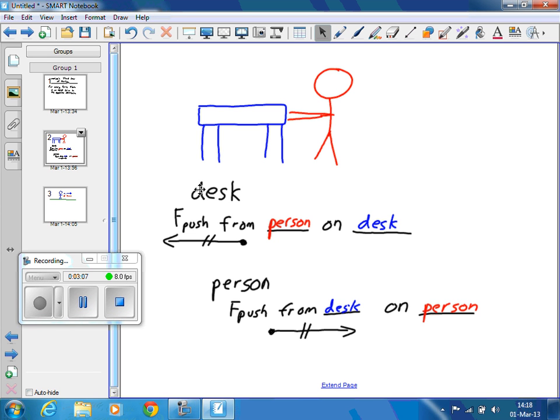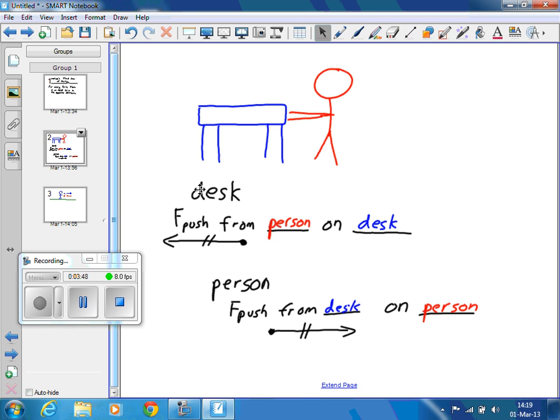A force push from the person on the desk means that there must also be a force push from the desk on the person. And if the two forces are on different objects, the objects are switched, then the two forces must necessarily, they always go on different force diagrams. That is always true for Newton's third law of forces. If one force is on one object from the other object, object 2, then this other force, the paired force, comes from object 1 and it's on object 2. So Newton's third law forces are never on the same force diagram. They're always on different force diagrams.